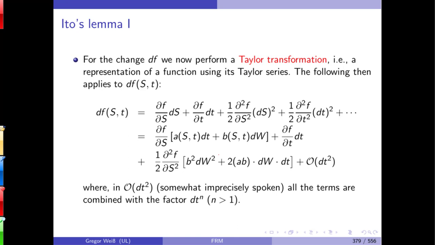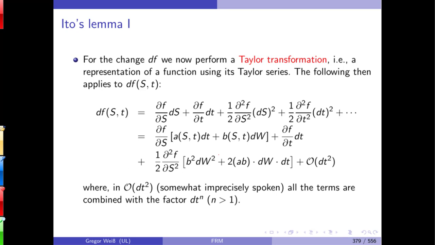Now this is where it gets tricky. We need Ito's lemma. There's a lemma from Ito. First of all, we do a Taylor transformation. What is a Taylor transformation? A Taylor expansion, a representation of a function using its Taylor series. Now, go back to your math classes. Horrible nightmares will probably come to your mind.